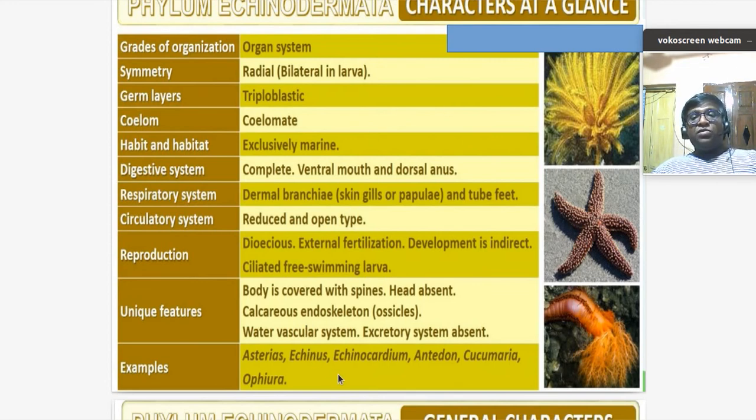The examples for Echinodermata are starfish, the scientific name is Asterias. Echinus is called sea urchin, then Echinocardium, Antedon. Cucumaria, that is sea cucumber, you can notice it here. Ophiura, that is brittle star. So you can notice them. The photographs are there in the next slide.